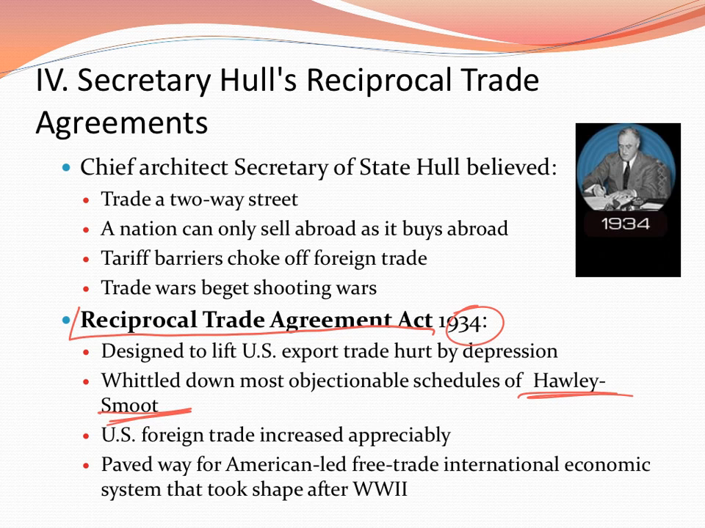And so what happened is if Spain took down its tariff rates on stuff, we would then meet that and drop ours as well. And as it says right here, in the end, it helped pave the way for an American-led free trade international economic system after World War II. So after World War II, the United States, as we know, becomes a global power. And in this, we push for the ideas of free trade, meaning let's just get rid of tariffs because it's not helping anybody. Also, don't forget the points up here: trade barriers choke off trade. Trade's a two-way street. And then this one right here, trade wars beget shooting wars.